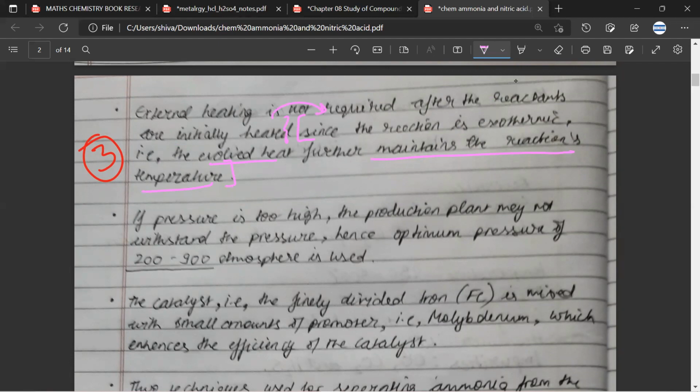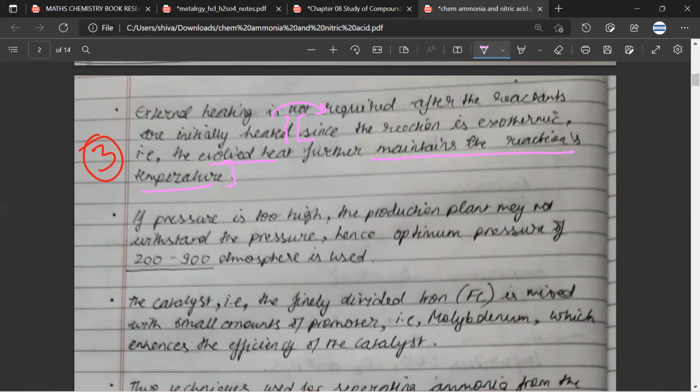If pressure is too high, the production plant may not withstand the pressure. So the more the pressure, the better, but if you take the pressure too high, the production plant may not withstand it. And in order to withstand the pressure, you have to build thicker walls, and it would add to your maintenance cost.